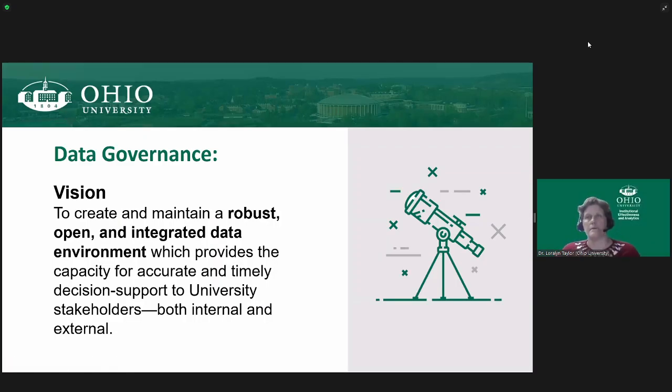So at Ohio University, we're still working on building more robust data governance. Our vision for data governance is to create and maintain a robust, open, and integrated data environment, which provides the capacity for accurate and timely decision support to university stakeholders, both internal and external. But I'll be honest, the open and integrated part is sometimes an aspirational statement.